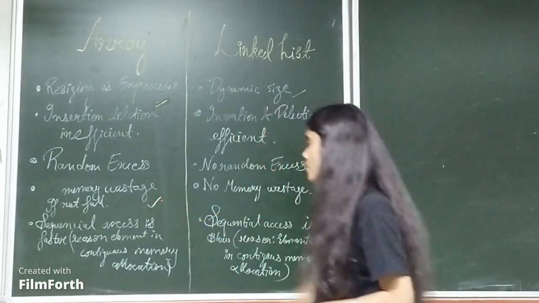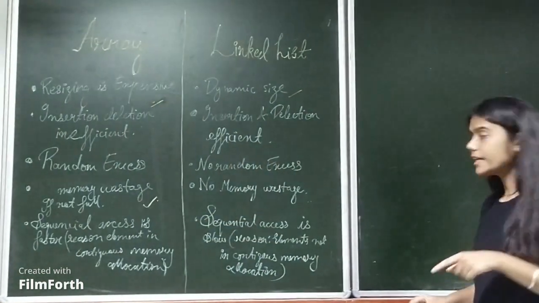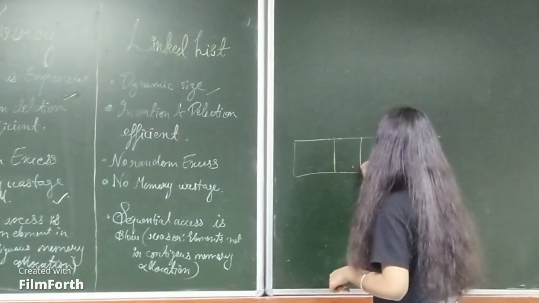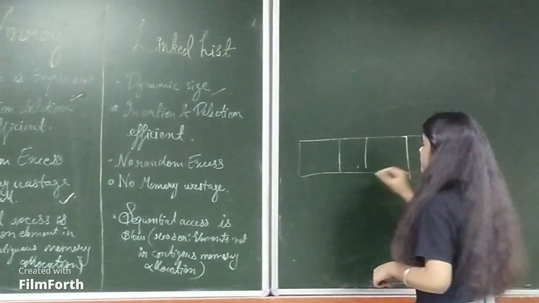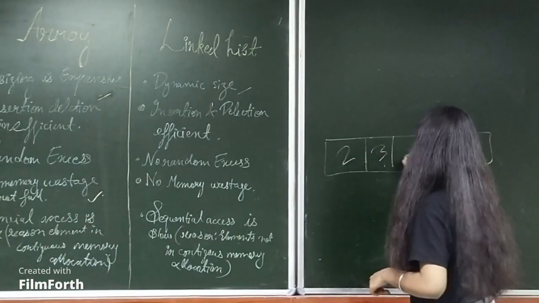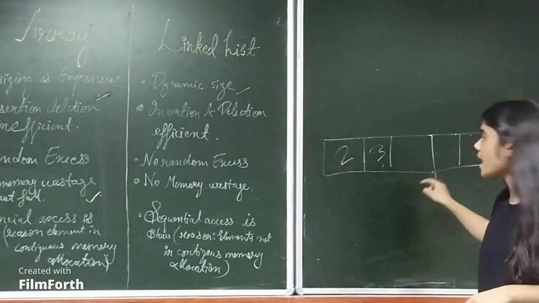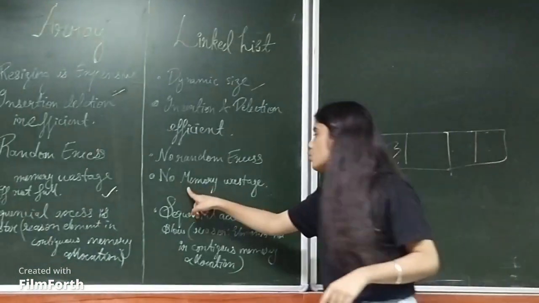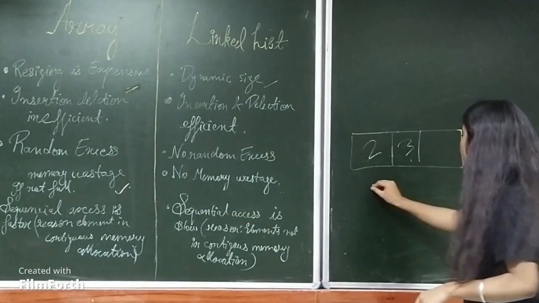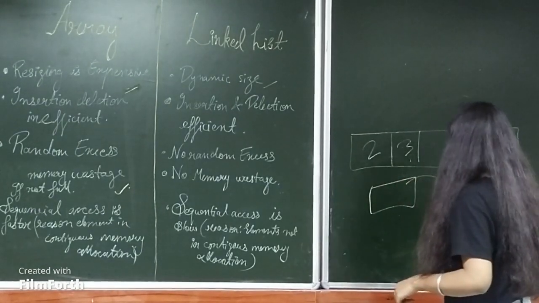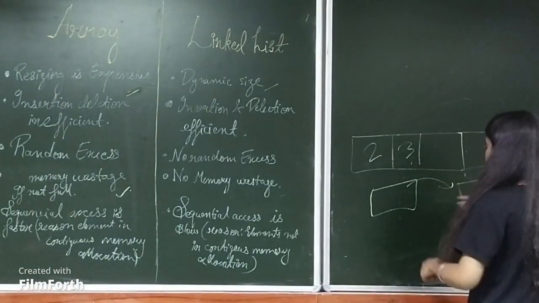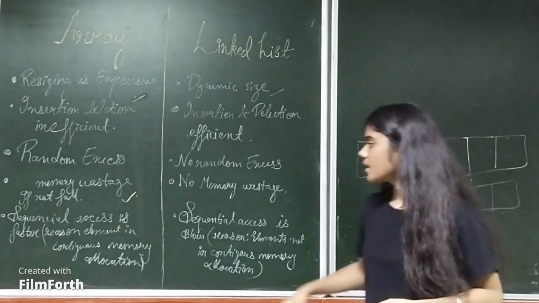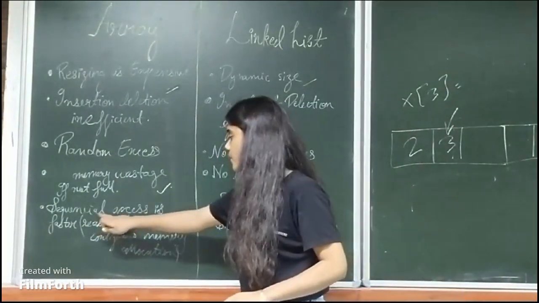Third, memory wastage if not full. We have discussed this point earlier, but let's see this again. This is an array. If we have an array of size 5, and we have inserted just 2 data over here, these 3 blocks remain empty and the memory that these blocks contain will be wasted, whereas in a linked list there is no memory wastage. As we know, we can insert a node after putting the data in the block, so no such memory would be wasted. Now the fifth point: sequential access is faster.